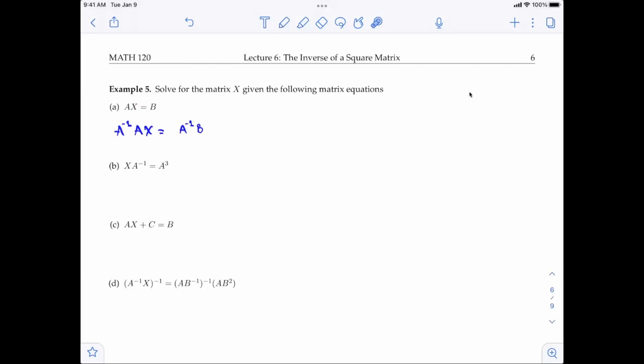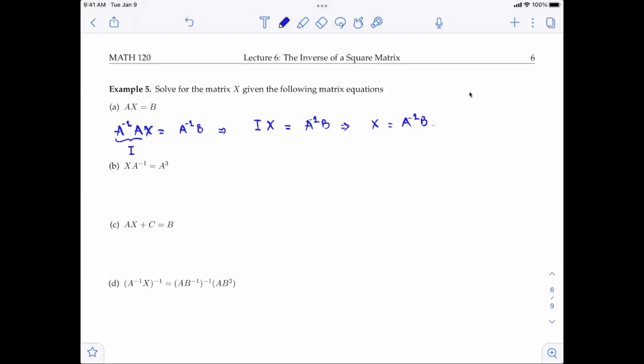So A inverse times B, and A inverse stays on the left of B. Now, this product will give you an identity matrix. So this implies that the identity matrix multiplied with X equals A inverse times B, which implies that X equals A inverse times B. That is how you obtain the representation of X using the left-right multiplication or left-right cancellation properties.